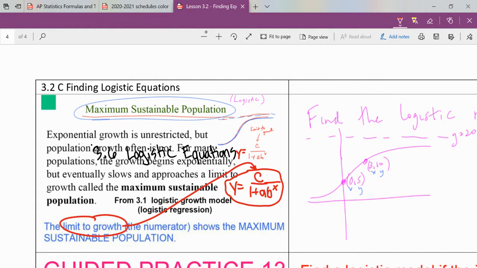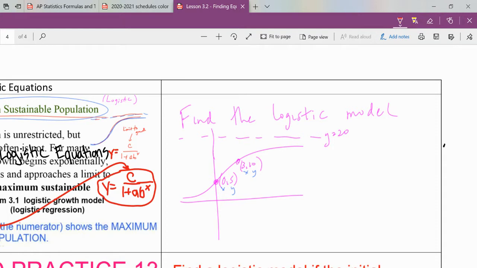I just want to be careful that you don't take what we just did with the exponentials and say that this a value is our initial value. That's not true. That is not true. So we have to look at that in solving the problems, and I'll show you how to do that.